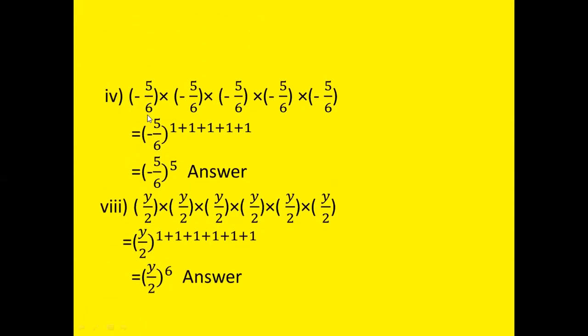Here, minus 5 by 6 is repeated how many times? 5 times: 1, 2, 3, 4, 5. Then minus 5 by 6 to the power 5 will be the answer. y by 2 is repeated 6 times. Then all have one base, and all the powers are added, so it will be y by 2 to the power 6. So here also don't forget to put y by 2 in brackets.